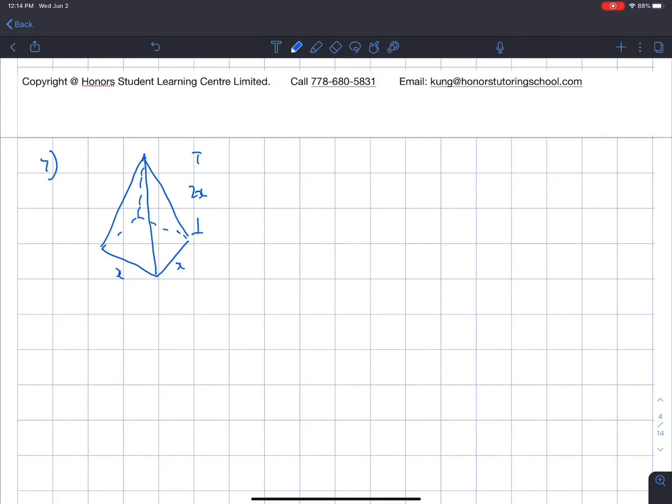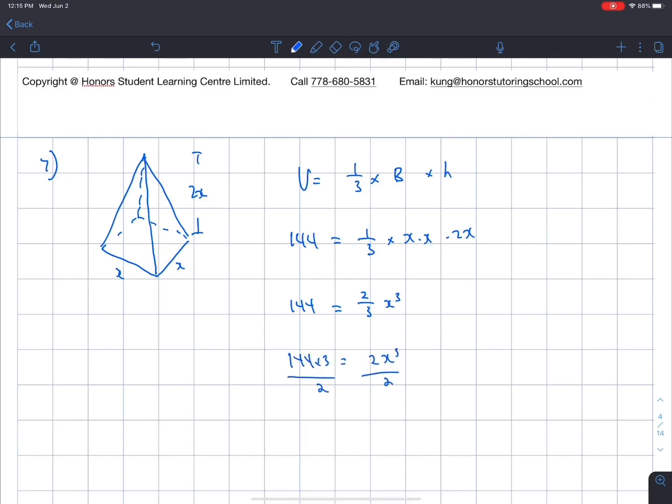So we were told that the volume of a pyramid is 1/3 times the area of the base, I'll just use b for the area of the base, times the height. And this volume is 144. So 1/3, the area of the base is just x times x, and the height is 2x. So we should have 2/3 x to the power 3 equals 144. Now we can cross multiply the 3 over, and then divide both sides by 2.